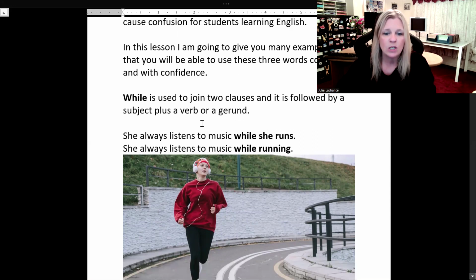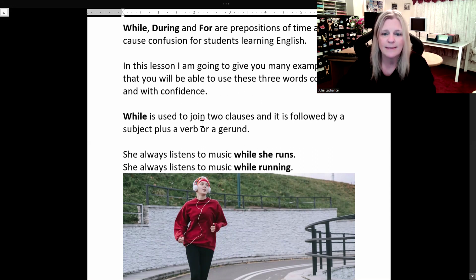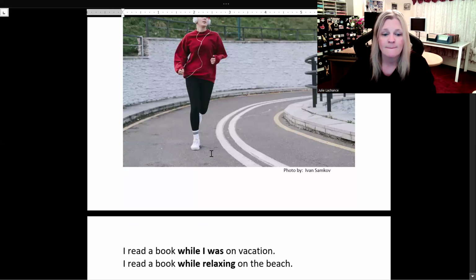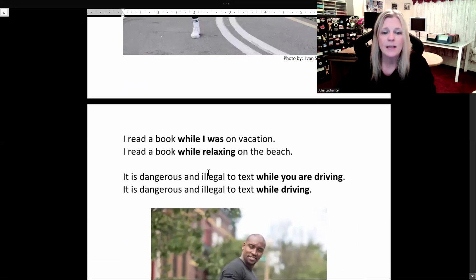She always listens to music while she runs. So here's our subject plus the verb. She always listens to music while running. So there's our gerund, finishes with ing. So we can use one or the other after while. See, she's listening to music while she is running. I read a book while I was on vacation. Subject plus verb. I read a book while relaxing on the beach.